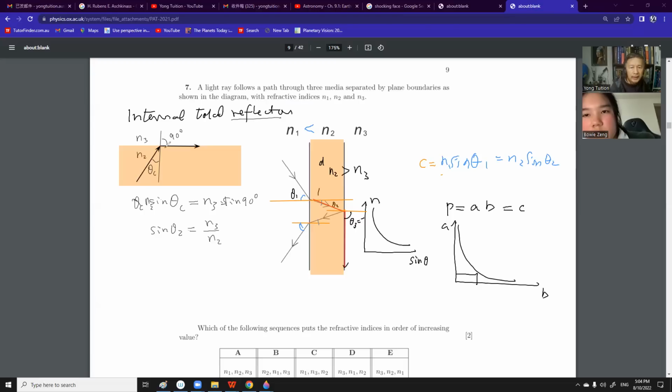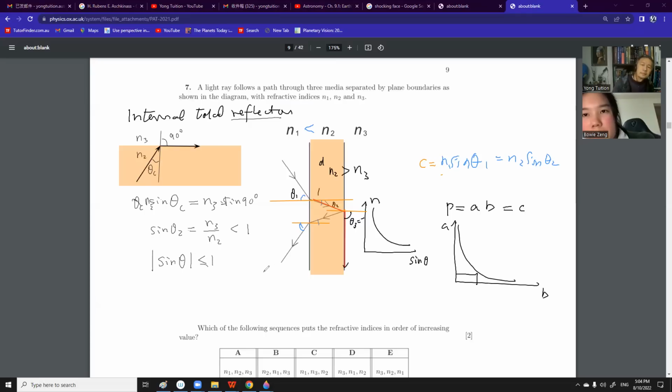Now, because N2 over N3 is always larger than 1, this ratio must be less than 1. Because sine theta cannot go beyond 1. There's another argument: the value of sine theta is always less than 1. So that is how we introduce this formula here.